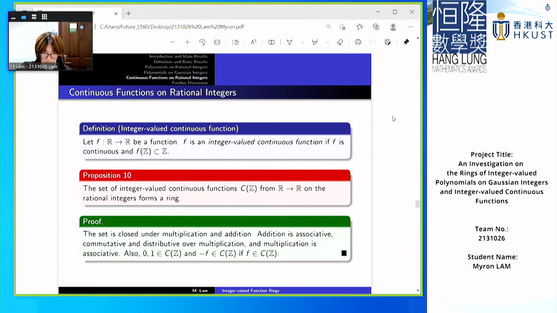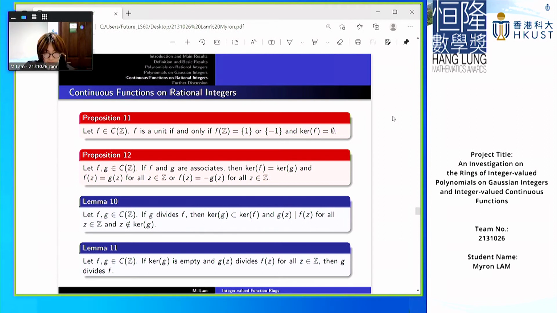Now, we expand the scope of our investigation from polynomials on rational integers to continuous functions instead. Unlike Int(Z), the set of integer-valued continuous functions, C(Z), does not share similar properties with Int(Z), but is nonetheless still quite interesting. We verify that the ring axioms are satisfied, and hence C(Z) is indeed a ring.